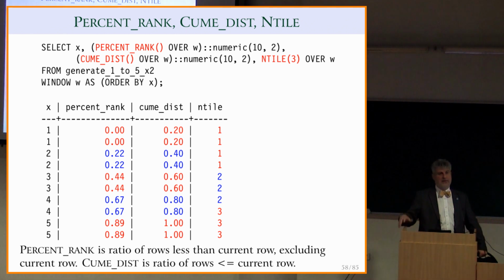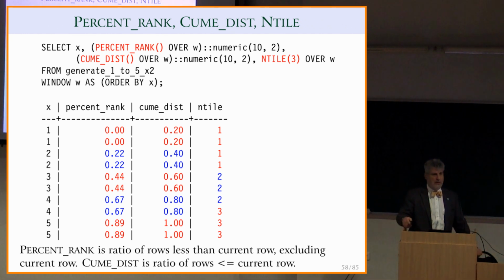The last function is ntile, and it will break the set up into, in this case, 3 similar sized groupings. So if you think the top third, the middle third, the bottom third, or quarters or whatever, that's what the ntile function would do. Any questions?